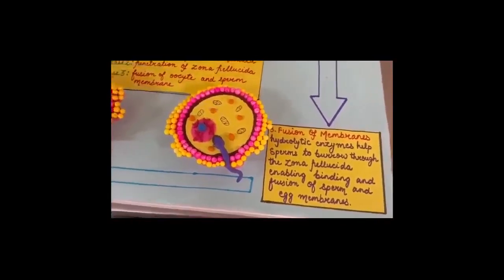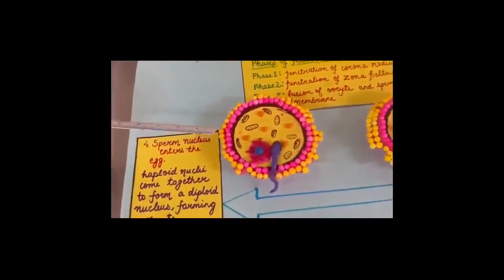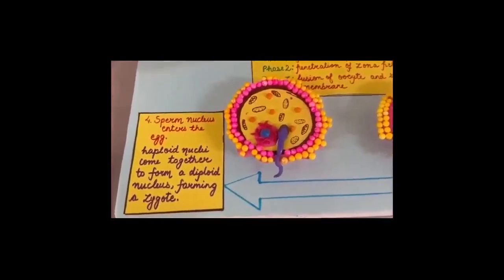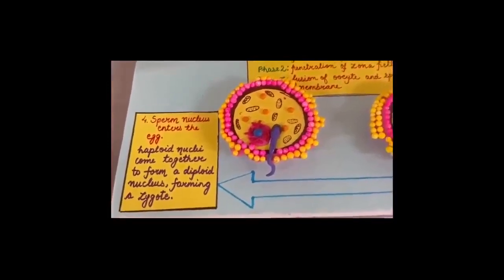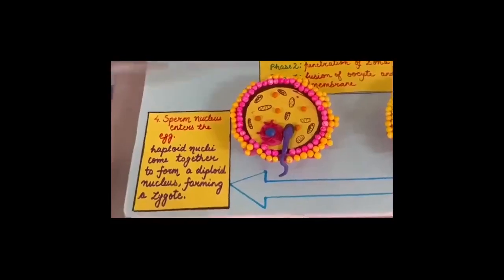And then when we move on to the fourth step, which is a very important step, there will be formation of the male pronucleus. When the male head of the sperm enters, it becomes swollen, and it will readily fertilize the secondary oocyte.